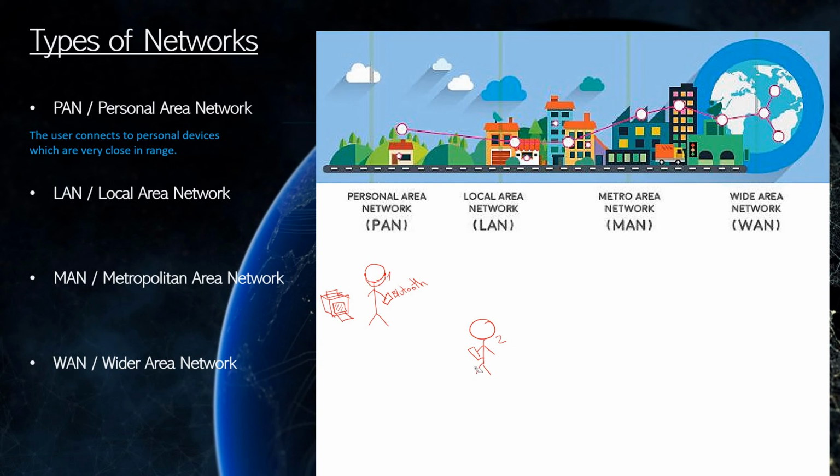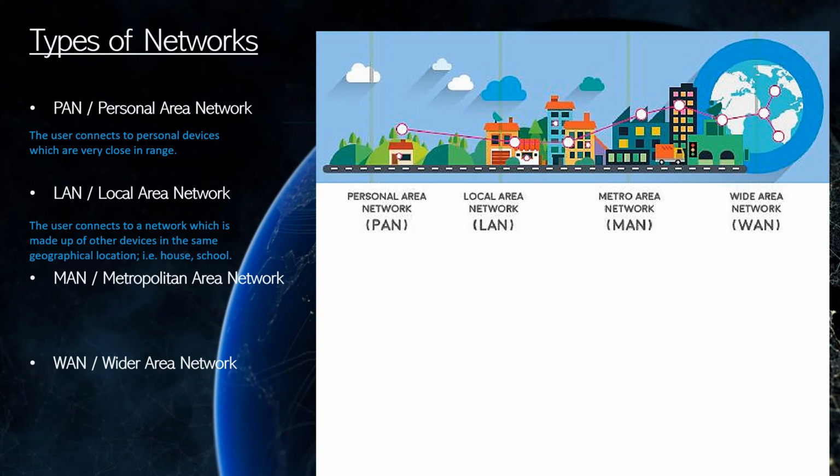The next network up from this one is the LAN network, which, as you can see, stands for local area network. And the definition for this is the user or this type of network allows a connection to a network which is made up of other devices in the same geographical location, in the same place. And this could be a house or a school or even a company like a bank, for example.